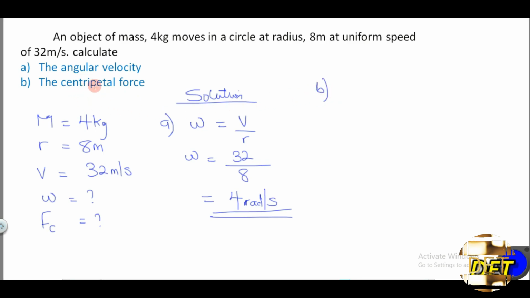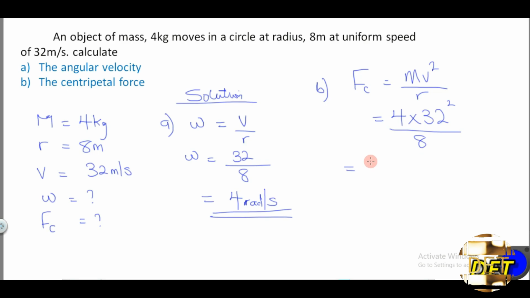So let's look at B. We have to look for the centripetal force. And the formula for centripetal force, Fc, is equal to mv squared over r, right? So my m is the mass, v is the velocity, r is the radius. So the mass of the object here is 4 kg, right? So that will be 4 times the velocity, which is 32, so that will be 32 squared over the radius, which is 8 meters, over 8.